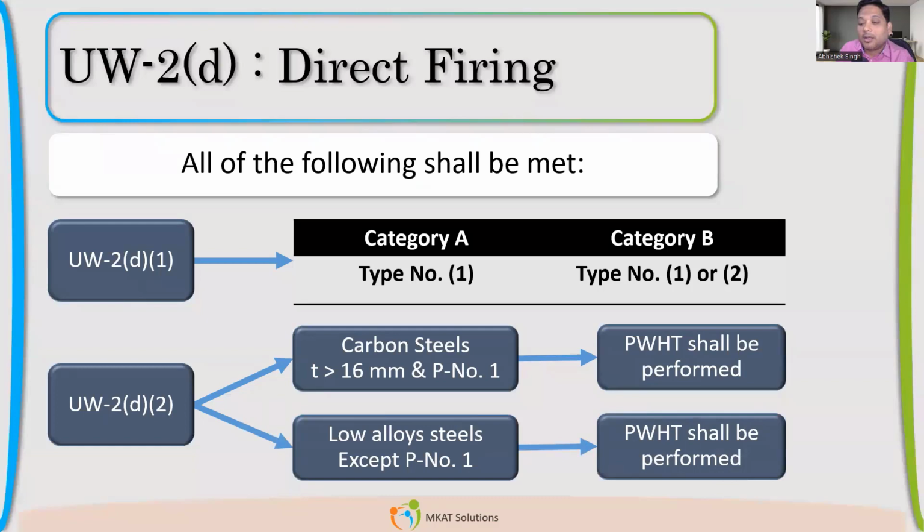Now, low alloy steel: PWHT becomes mandatory because low alloy steels generally require critical welding, so they require post-weld heat treatment most of the time. So in direct firing pressure vessels also, it is mandatory to have post-weld heat treatment. I hope you got the crux of what we wanted to discuss about UW-2.